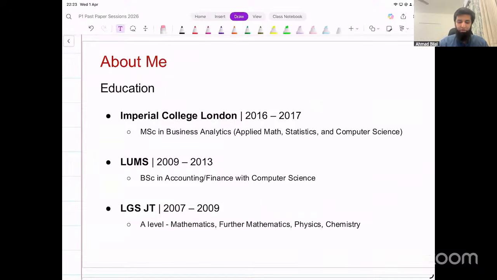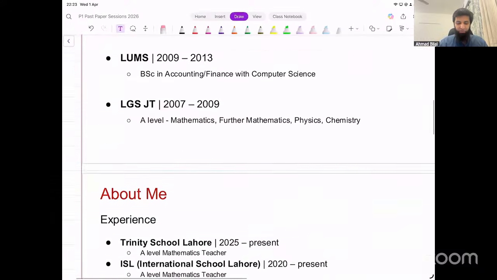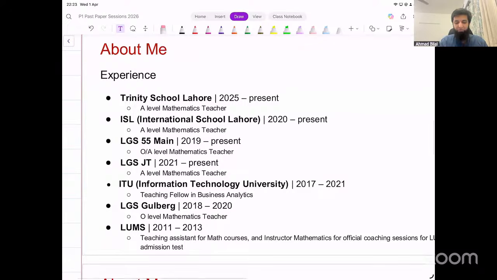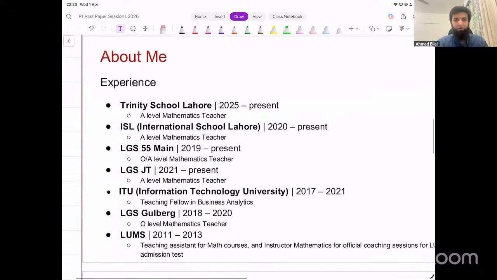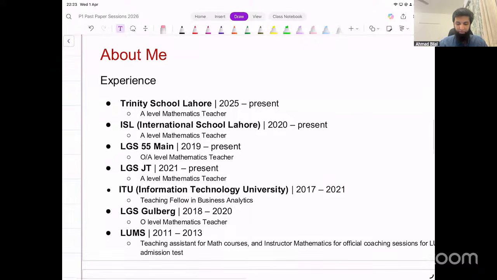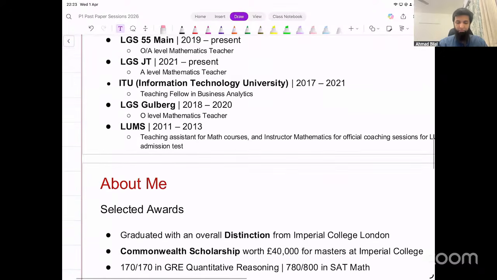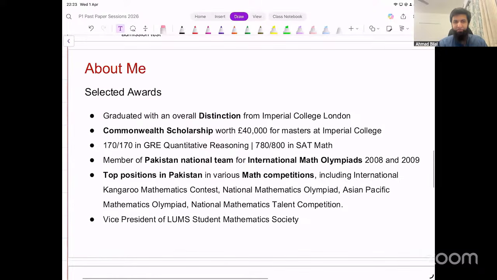I did a master's from Real College, bachelor's from LUMS. Before that, these are the different schools that I teach at right now in Lahore: Trinity School, LGS, ISL, and then I'm starting at City Ravi in a few months, inshallah. This is what I'm doing, and that's my connection with maths. Maths is something that I've really loved since very early years, and I've been part of the Pakistan national team for a couple of years as well for math Olympiads, if you might have heard of that.